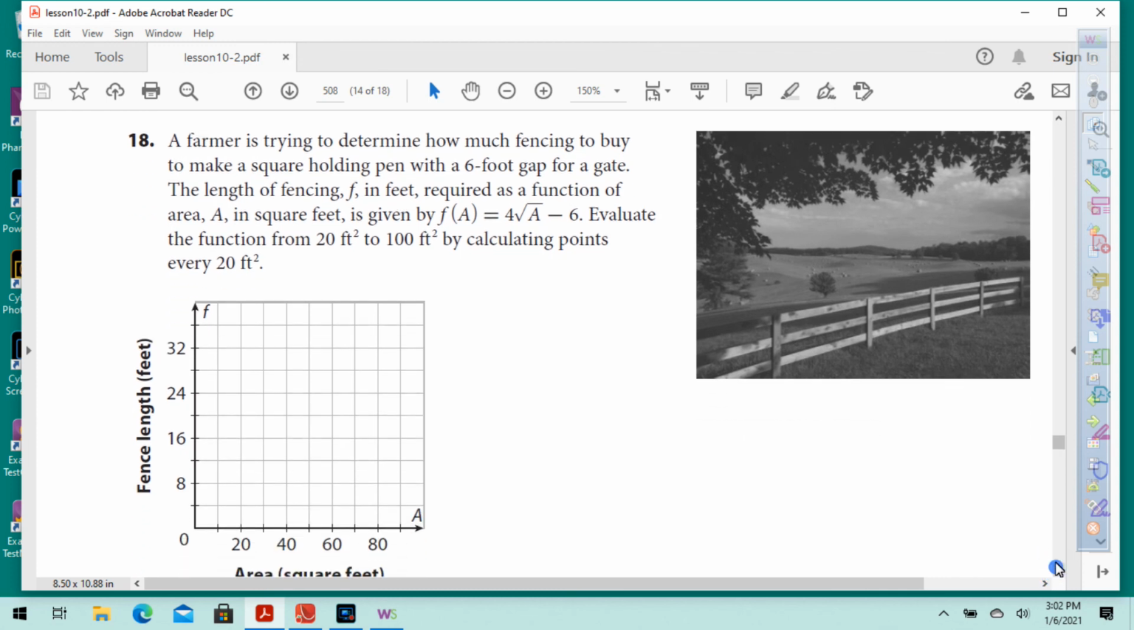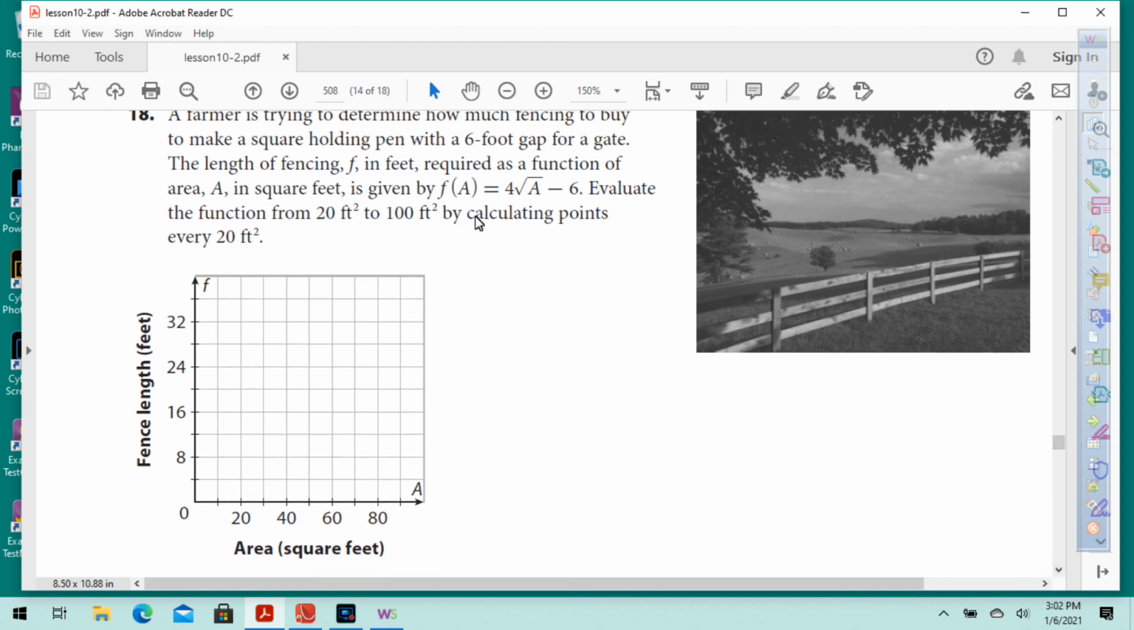A farmer is trying to determine how much fencing to buy to make a square holding pen with a 6-foot wide gap for a gate. Length of the fencing, F, in feet, as required as a function of A, area, in square feet is given by F of A equals 4 times the square root of A minus 6. Evaluate the function from 20 feet squared to 100 feet squared. Okay.